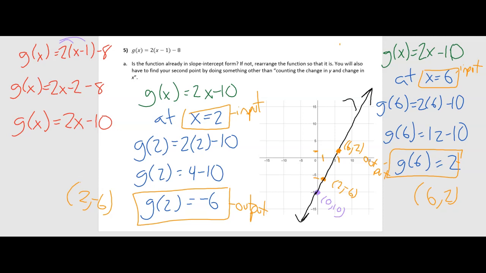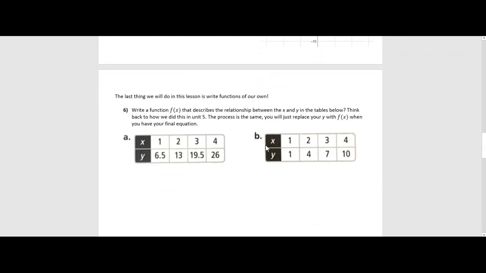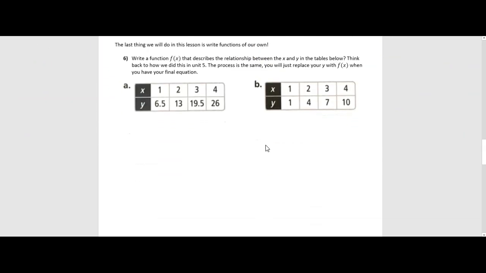Okay, let's see what's next. Probably going to be moving on to some tables. Now we're going to go the opposite way. Instead of graphing functions, we're going to write the equation of the function. So we have some tables here, and it says write a function f of x that describes the relationship between the x and y in the tables below.